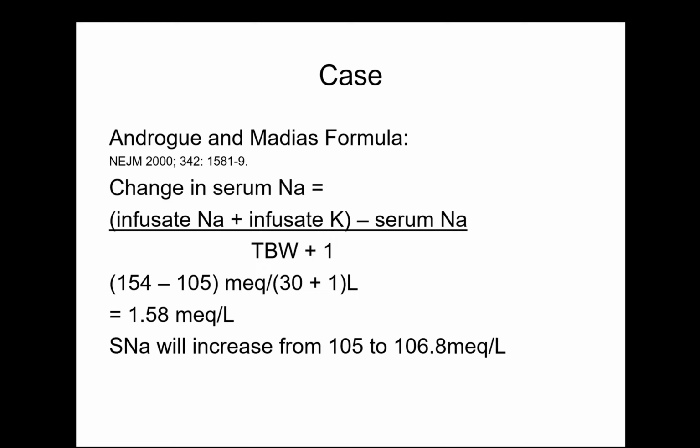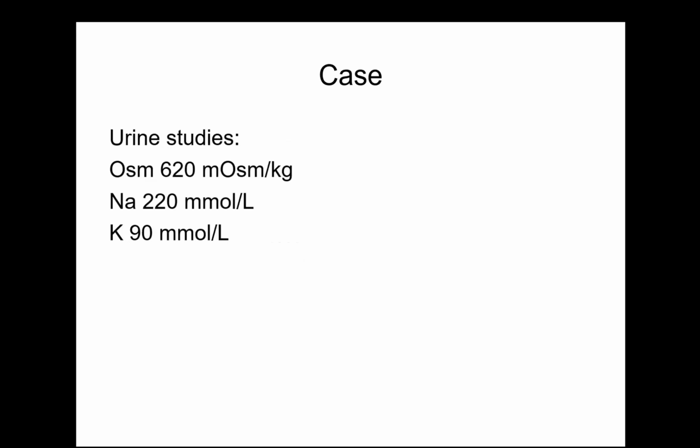So I'm going to give you a little bit more information. Let's say these are her urine studies. So her urine osmolality is 620 milliosmoles per kg. Her urine sodium is 220 millimoles per liter, and her urine potassium is 90 millimoles per liter. What do you think of these urine studies? What do they tell you? What do these numbers tell you? Is ADH present?